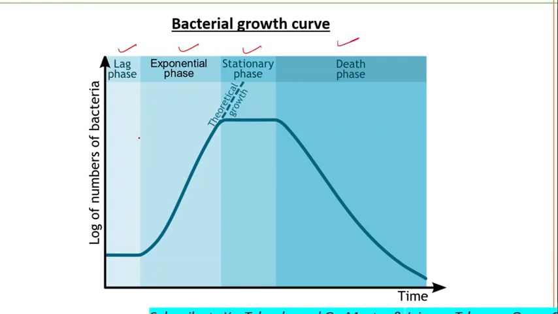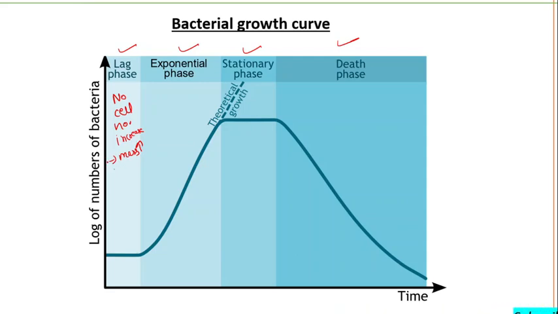What happens during the lag phase? There is no increase in cell number, but the mass of the cell increases. So this phase is not a dormant phase. The length of this phase is determined by the characteristics of the bacterial species and in part by conditions in the medium. Then comes the exponential phase.